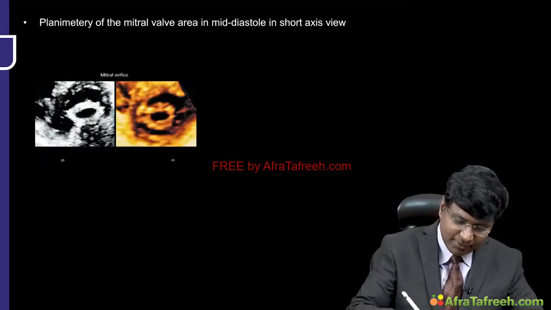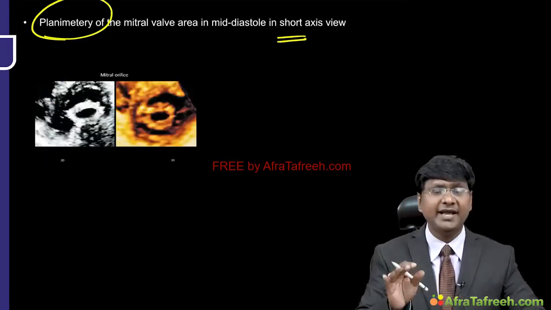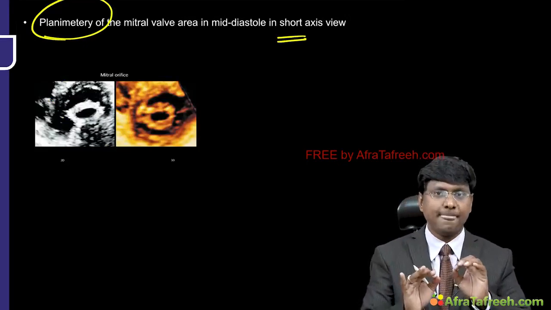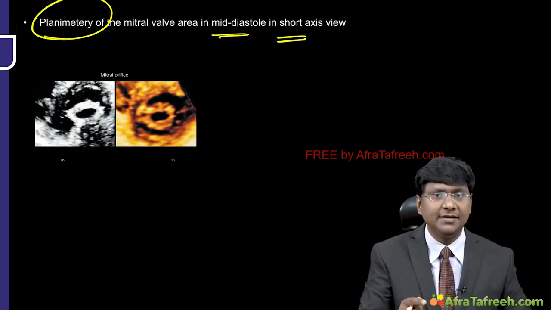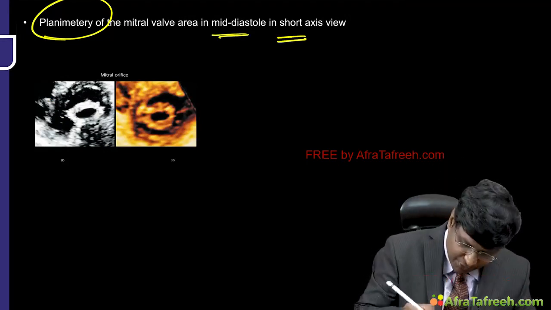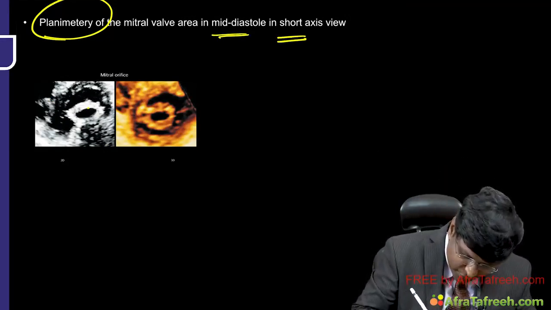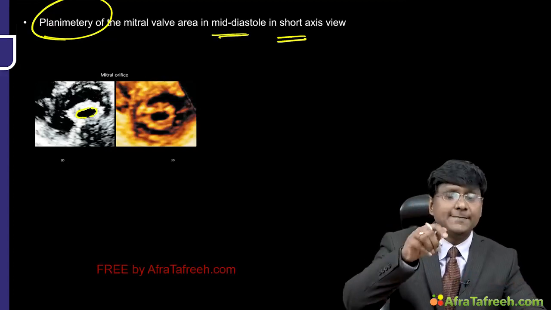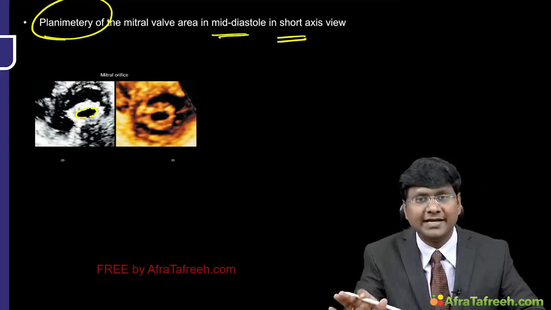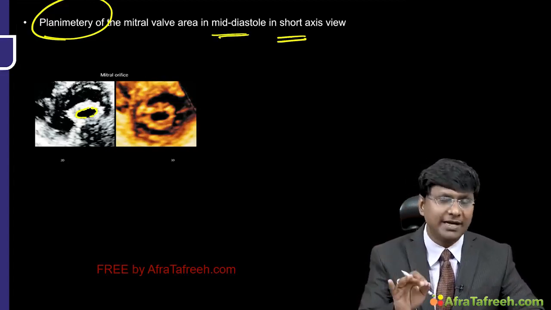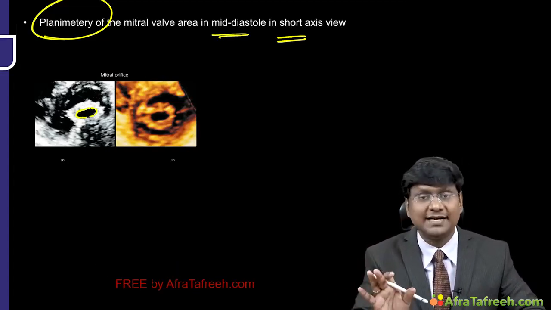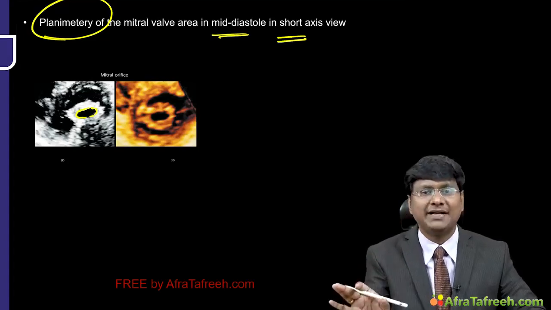Then yes, so this is about your planimetry. Planimetry you have to do in a short axis view, right? So you need to open the mitral valve in the mid diastole in the short axis view. Then you need to trace the opening here. Okay, once you trace the opening, you get the area. So that is about how to make out the mitral valve area in mitral stenosis, upon doing planimetry.